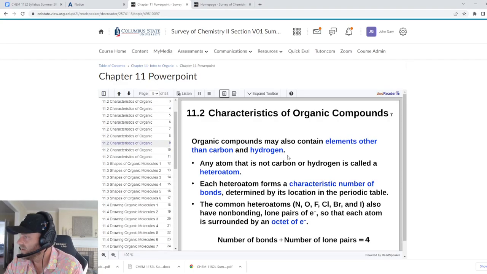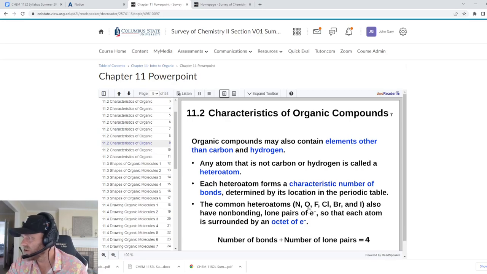All right, organic compounds can absolutely contain other atoms besides carbon and hydrogen. When it just has hydrogen and carbon, we call that a hydrocarbon. Not very original, I admit. Any atom that is not carbon or hydrogen is called a heteroatom. We don't use that term that much, so I'm not that concerned about that.